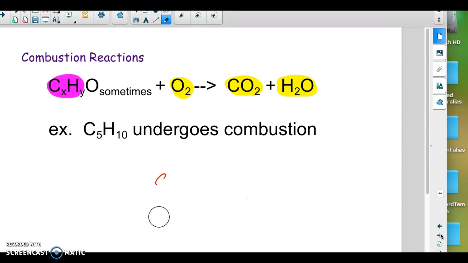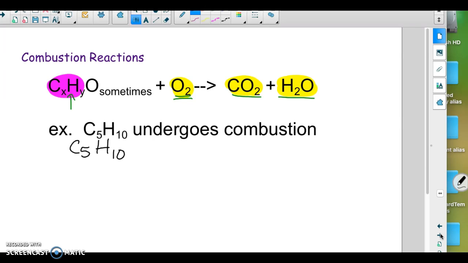And then we do have combustion reactions. Combustion reactions are always going to be a hydrocarbon. Sometimes they'll have oxygen, but a lot of times they'll just be carbon and hydrogen. In order for something to burn or combust, it needs oxygen. And then your 2 products are always carbon dioxide and water. So an example would be C5H10 is our hydrocarbon plus oxygen, and then we're going to get carbon dioxide and water.